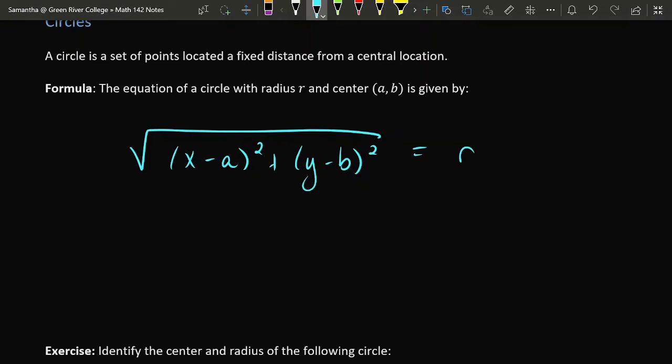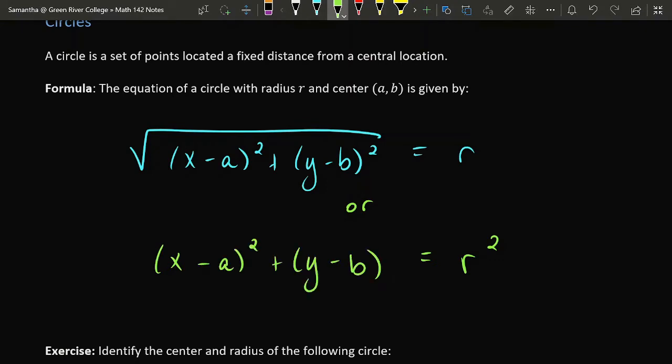Now there is another expression of this same equation which is slightly more common. If you square both sides, then the r on the right will become squared, and the square and the square root will cancel on the left, giving you x minus a quantity squared plus y minus b quantity squared equals r squared. This is the equation of a circle with a radius of r and a center at the point a, comma b.